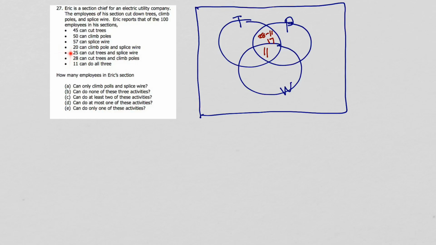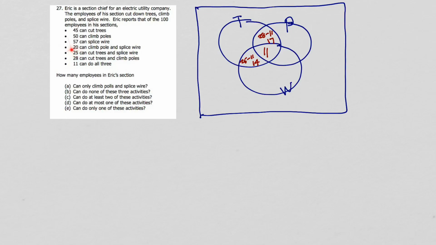Now let's work our way up one more. There's 25 who can cut trees and splice wire. Now here's trees, here's wire, and we've got 25 people in both, right? There's 25 in trees and wire, but we've already counted for 11, so the number in this region right here is going to be 25 minus the 11 we've already accounted for. So this is going to be 25 minus 11, which is going to be 14.